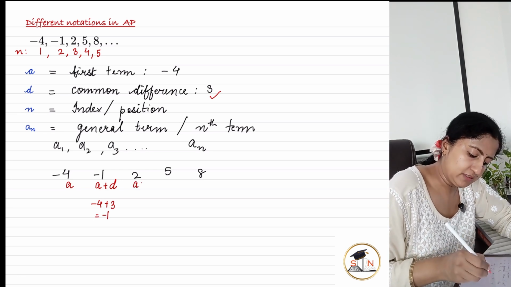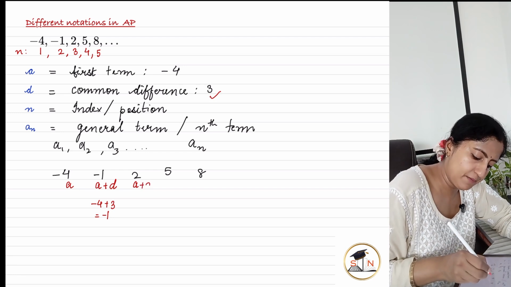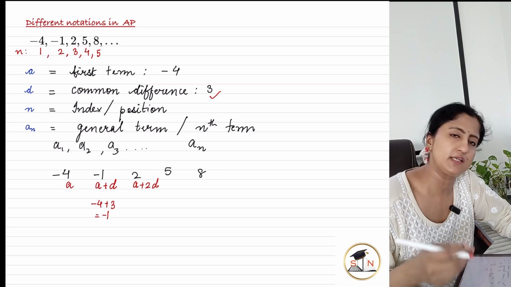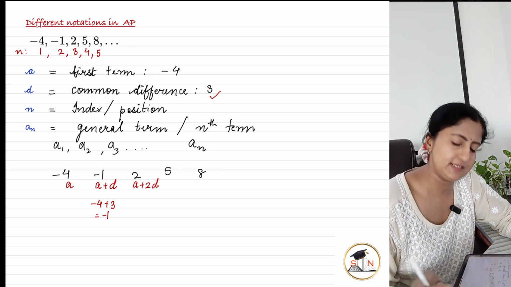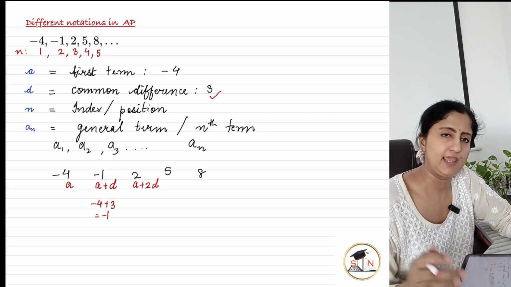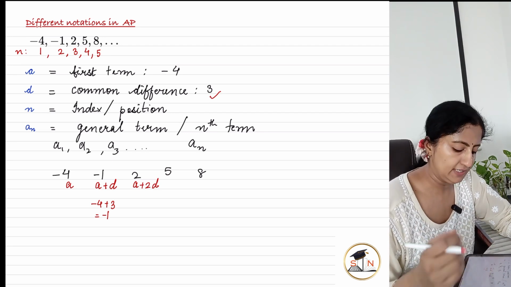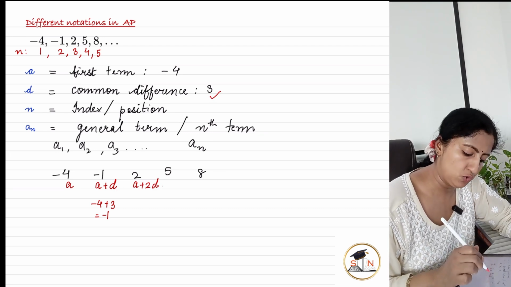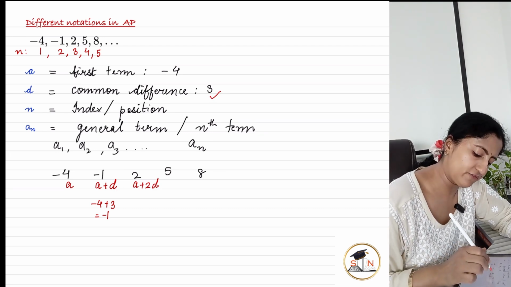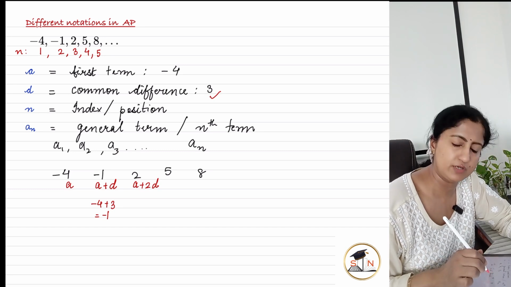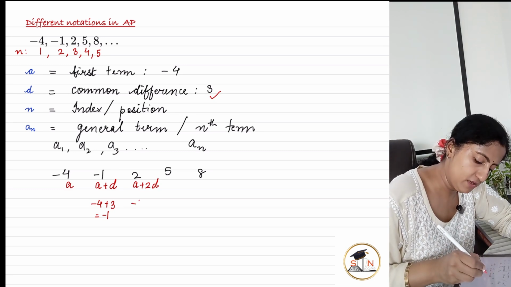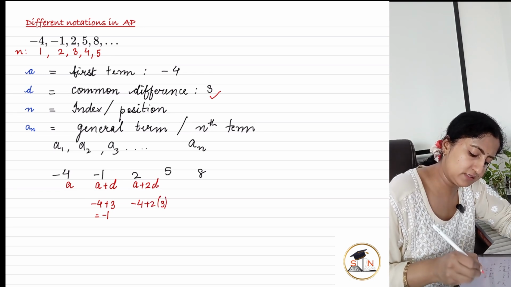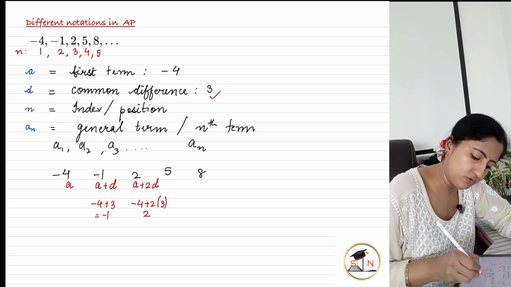Now, this is the third term. So if I do A plus 2D, because I am increasing, if I keep on doing A plus D, it is going to remain constant. We have to increase. So we cannot increase A. A is constant being the first term. D will keep on changing by getting multiplied with 1, 2, 3 and so on. So if this is the third term, it is going to be A plus 2D. That means now I have minus 4 plus twice of 3, 6 minus 4, that is 2.